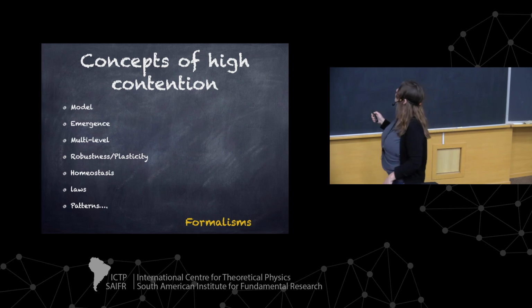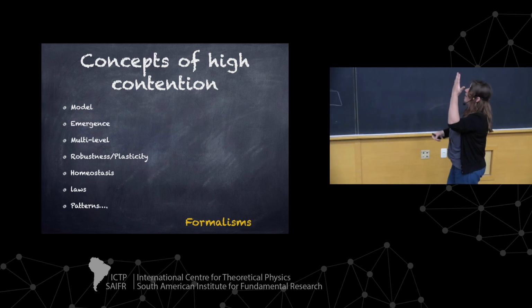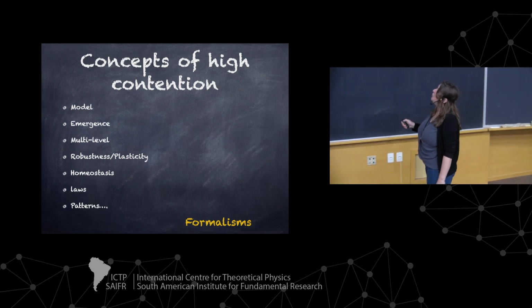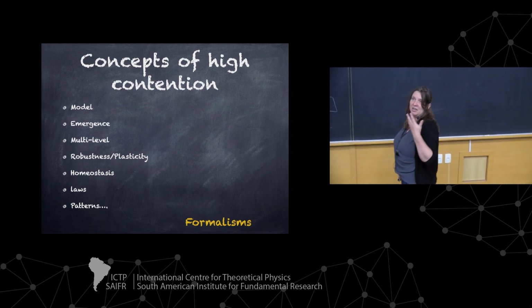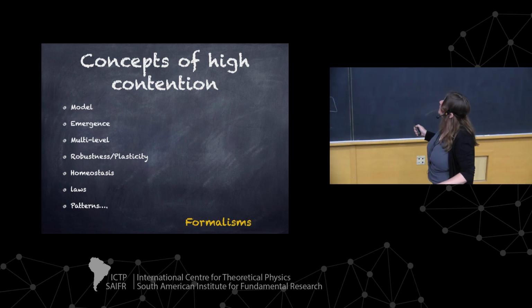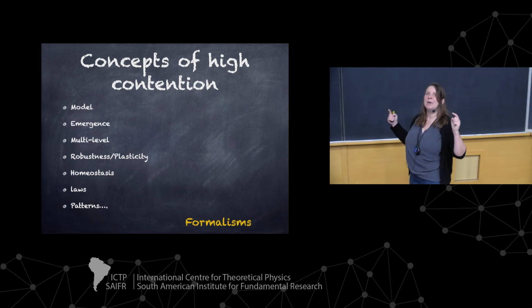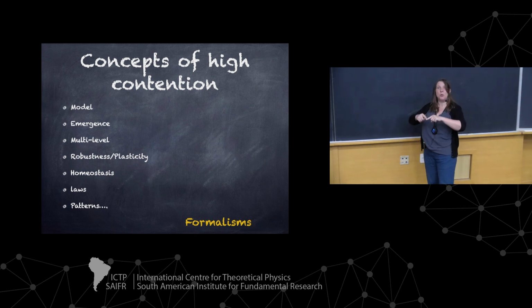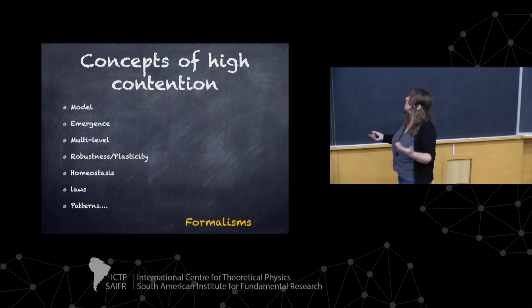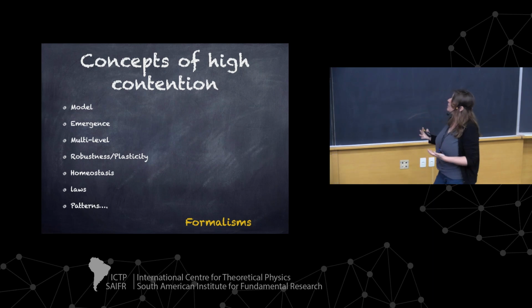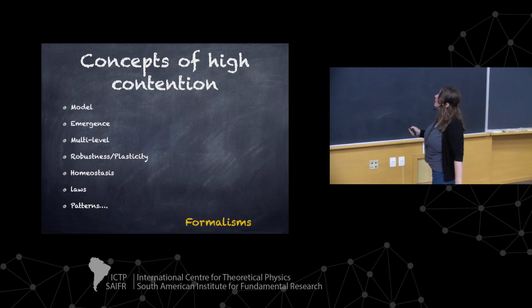Obviously, models we've heard a lot. Emergence, in the eye of the beholder. When you understand something well enough that it doesn't surprise you, it doesn't emerge. But there might be ways of defining this where you say, I let the rules operate on a lower level, and I don't control what's coming out. Multi-level is also one of those words which people have long discussions about.